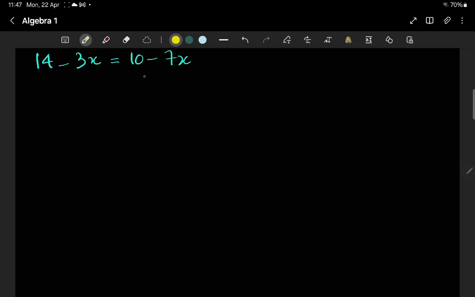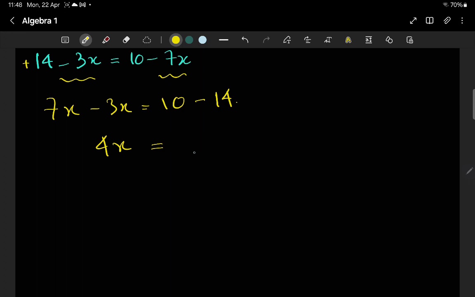14 minus 3x equals 10 minus 7x. So here we have minus 7x and minus 3x. So minus 7x we will send to the left side. So minus 7x becomes positive 7x, then minus 3x equals 10, and here plus 14 becomes negative 14. So 7 minus 3 is 4x, sign of the greater value, we don't write the plus sign. 10 minus 14 is minus 4. Why minus 4? Because of the sign of the greater value.